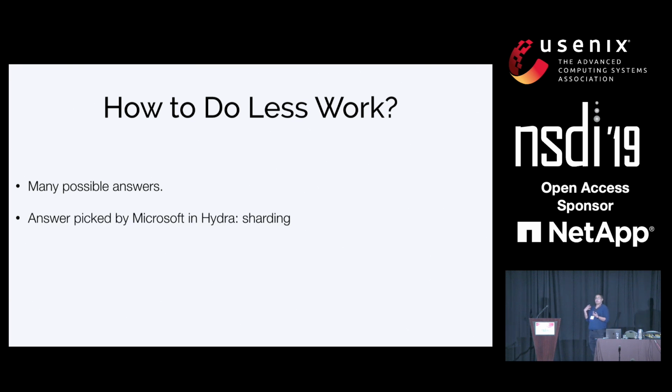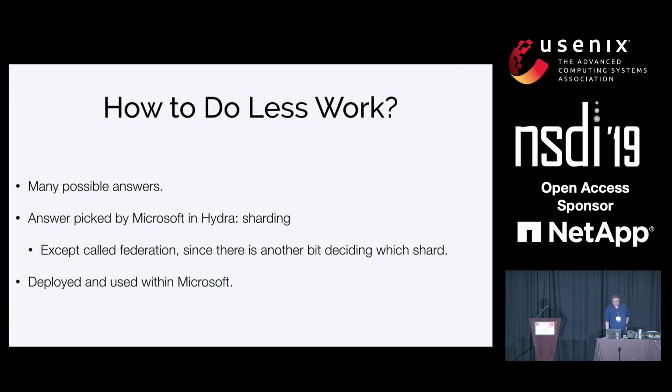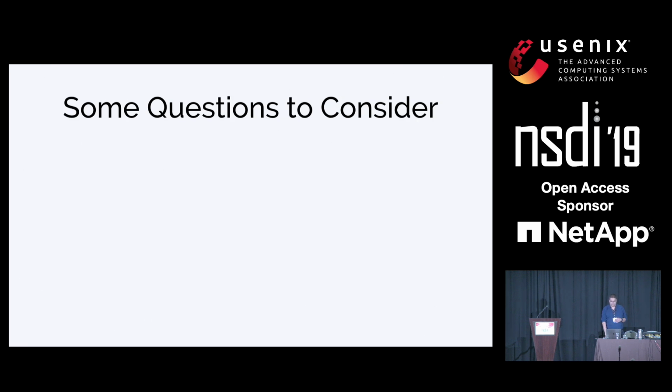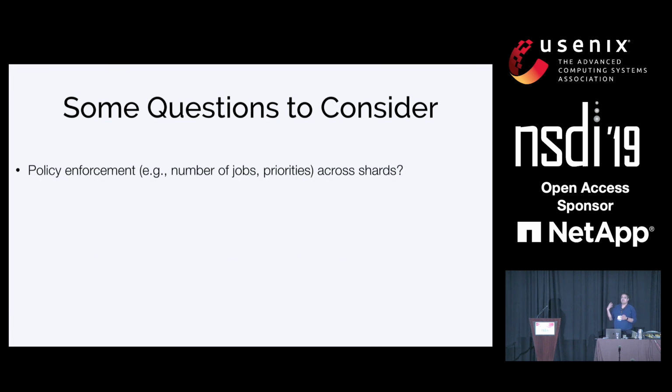There are, of course, many possible answers. But the answer that Microsoft picked in Hydra, which is the paper that's at NSDI, is quite simple. They chose to use sharding, which, remember, we spoke about in my previous talk, so we're not going to talk about that. But this is something that has been deployed within Microsoft. So the paper actually talks about some deployment experiences which might be interesting to people working in this area. Some questions you might want to consider: what happens if you have policies that span multiple of these shards? For example, I have a policy about the number of machines that I can allocate at a time. This is the same question that cross-shard things have in general.